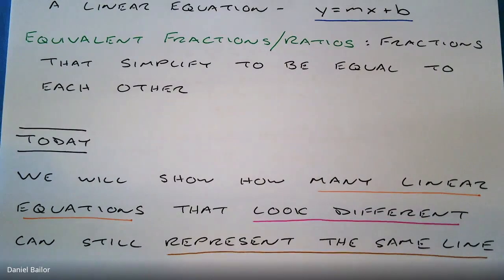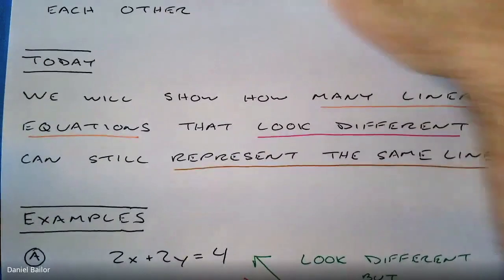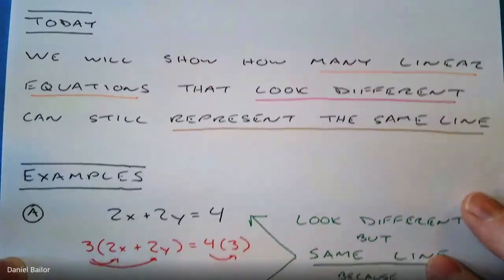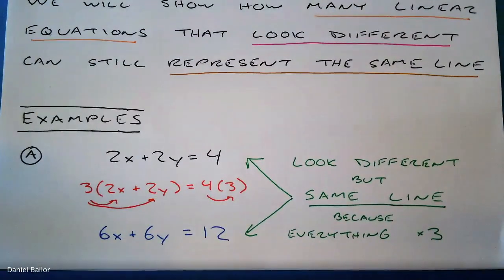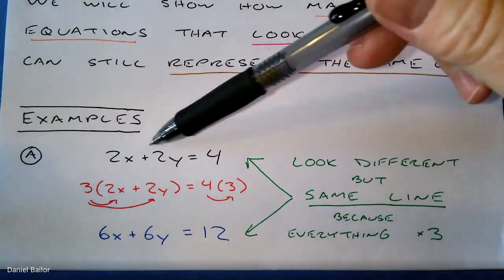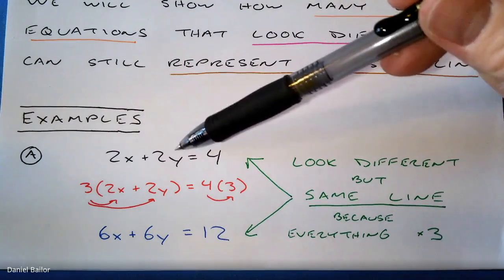I do have a couple examples for us to look at while we think about this idea. Here's an example of equations that look different, but can still be the same line. So for example, this example A, I start with 2x plus 2y equals 4.